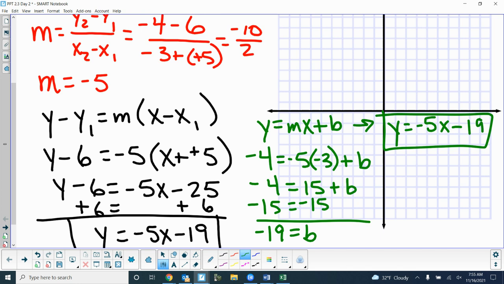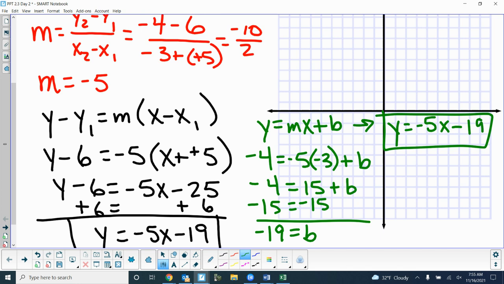Okay? So you could do either way you want. That's up to you. They're both the correct way. You'll get the same answer. So you got to find the slope first, if they give you 2 points.